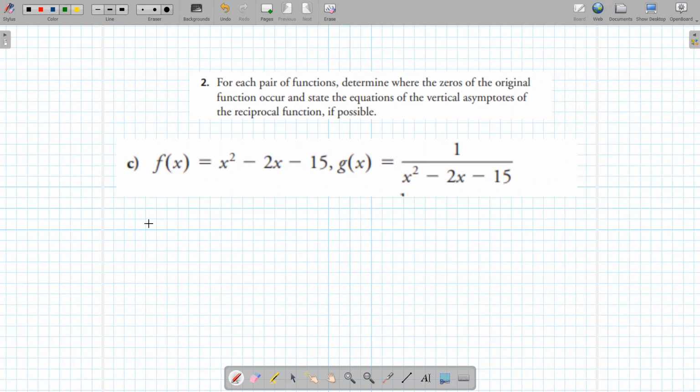Let's factor C. What does it multiply to? What does it add up to? What are the numbers? We're trying to factor this guy here. It multiplies to -15 and adds up to -2. What are the numbers?